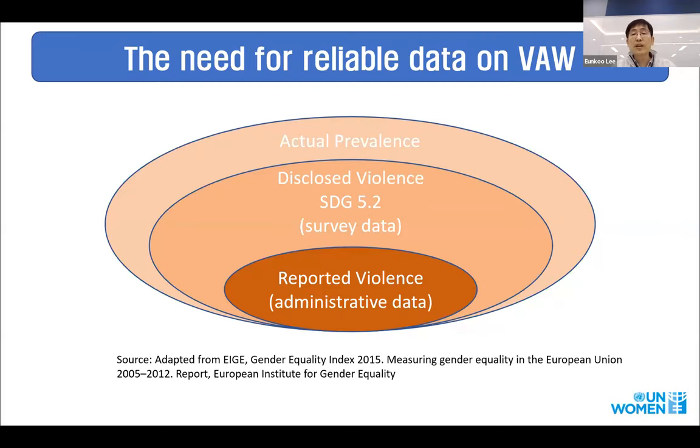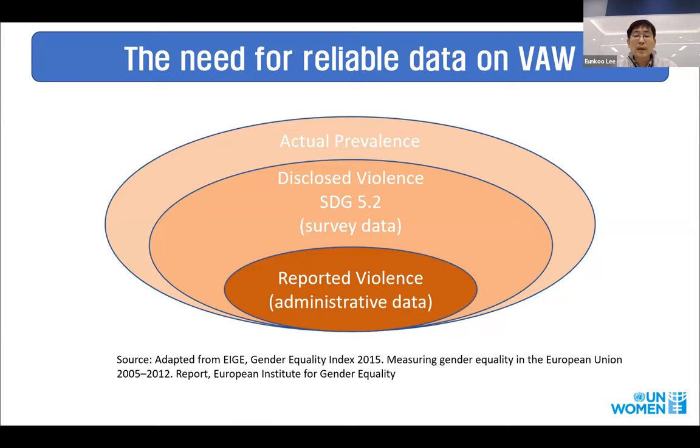As you can see, there are various sources of data available on violence against women. The two most common are admin data, which includes records from the health and social services, police, et cetera. The other one is data collected from surveys, which normally go through rigorous statistical procedures to make sure that the sample is representative of the entire population you're trying to measure.